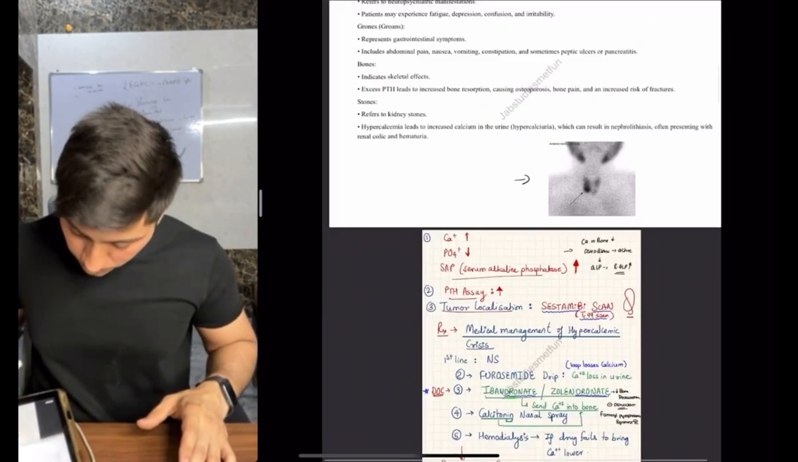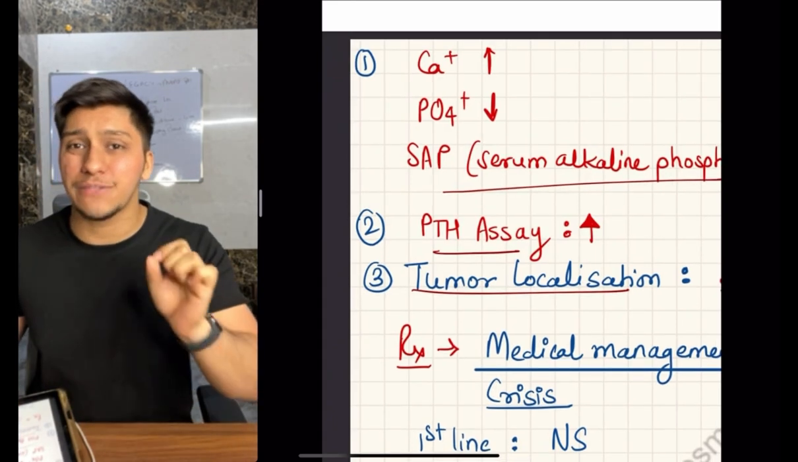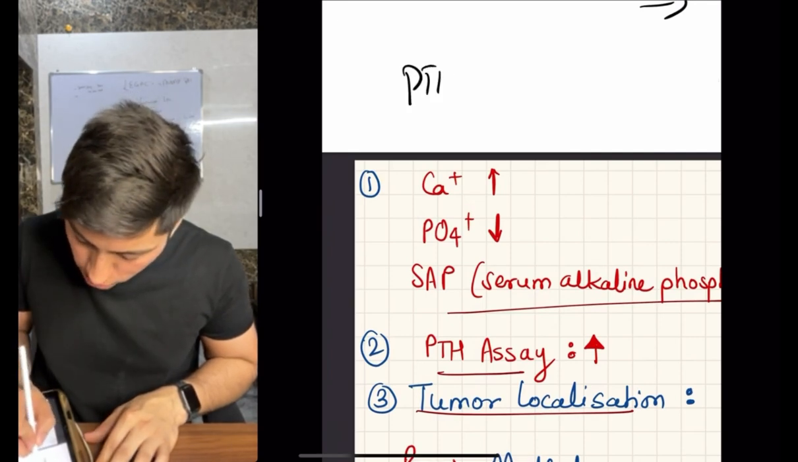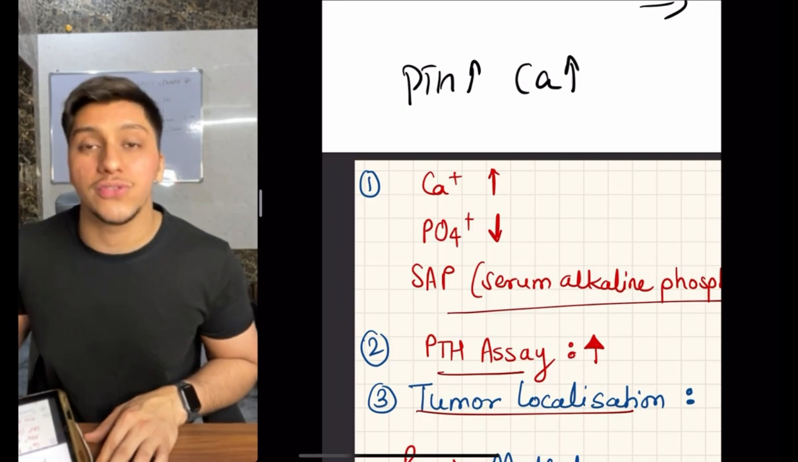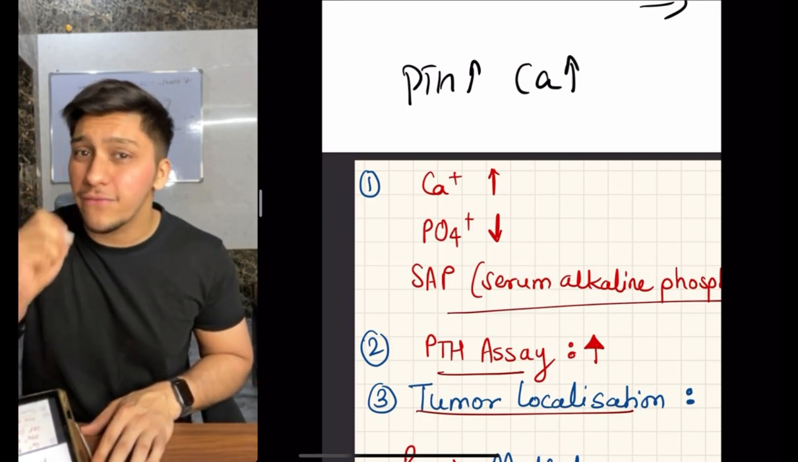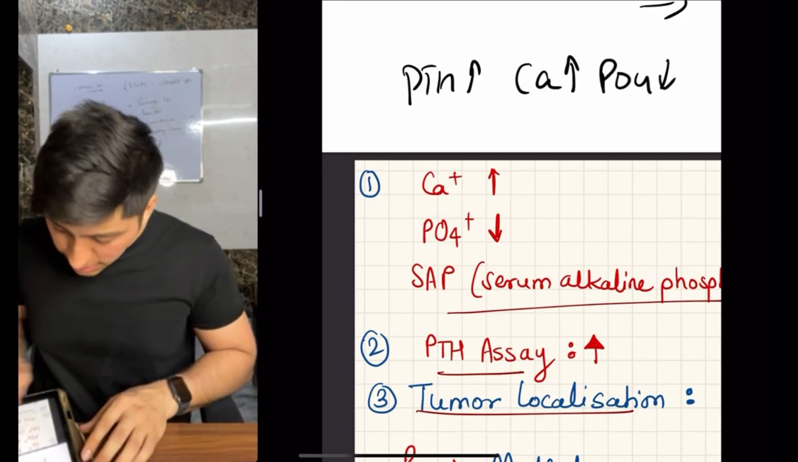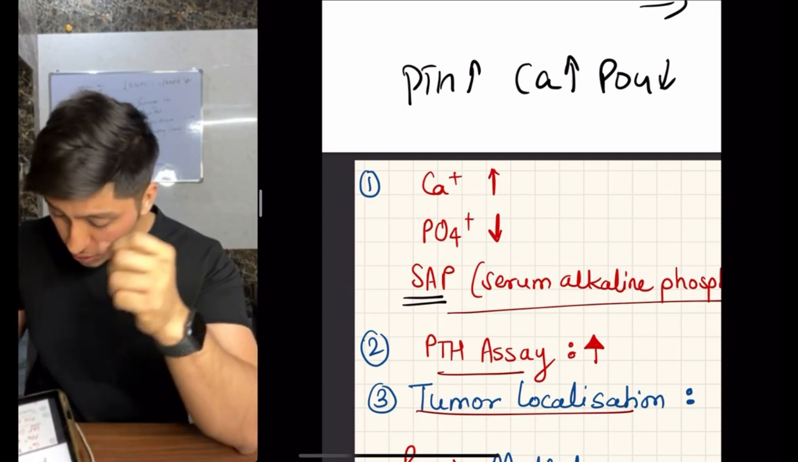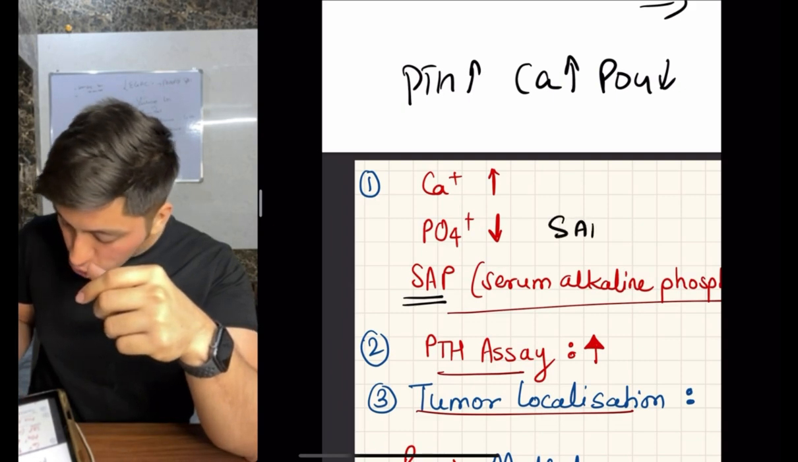All right. So if you ask, what are the electrolyte changes which we already discussed with respect to primary hyperparathyroidism? Remember, if parathyroid hormone is going to be more, calcium is going to be more. And because calcium is more, and we said that calcium and phosphate are inversely proportional, the phosphate is going to be less. And now there is another thing, this is SAP. SAP stands for serum alkaline phosphatase. Now in case of hyperparathyroidism, SAP is going to be elevated.